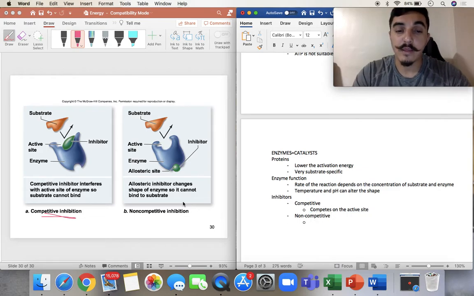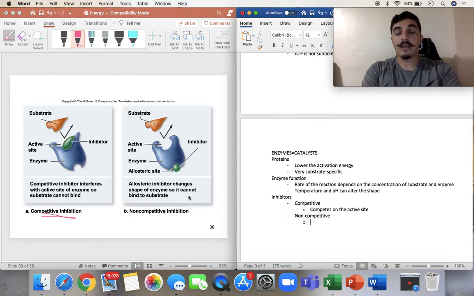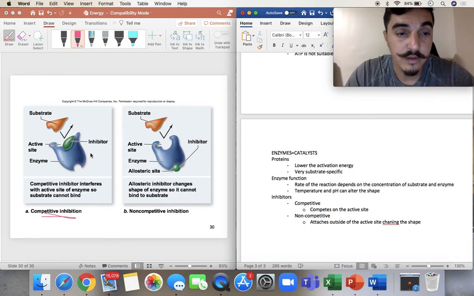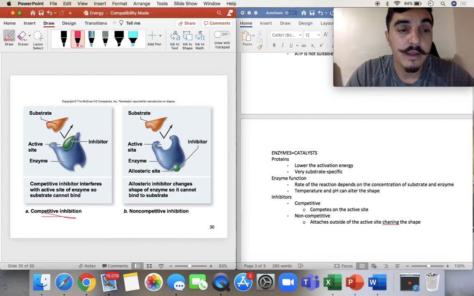Non-competitive is attached on outside the active site. Okay, so attaches outside of the active site, changing the shape. So it really changes the shape a little bit. See how this one's more squared here on the live. So this inhibitor is really going to jump in there and not let this one substrate bind to it. So it can't bind. That's competitive. It's competing with it.